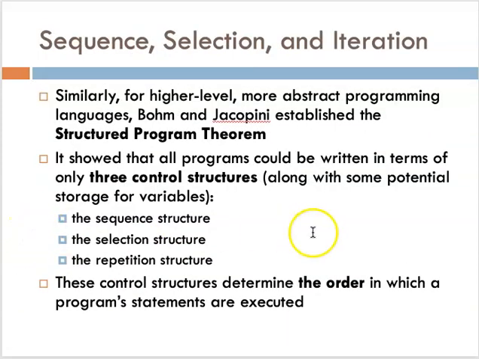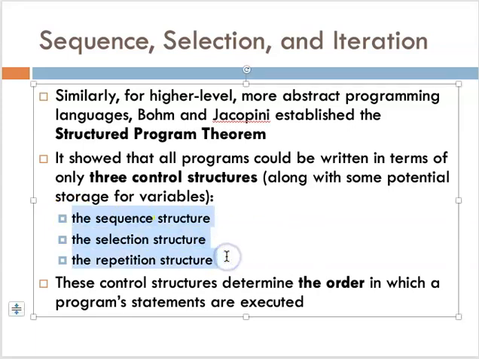And so these control structures that we have, that minimal instruction set, also leads to this idea of these control structures that can help us determine the order in which a program's statements are executed. And so this is what we utilize over here, as long as you have the appropriate storage for the variables. And so the 3 structures that we utilize are the sequence structure, the selection structure, and the repetition structure.